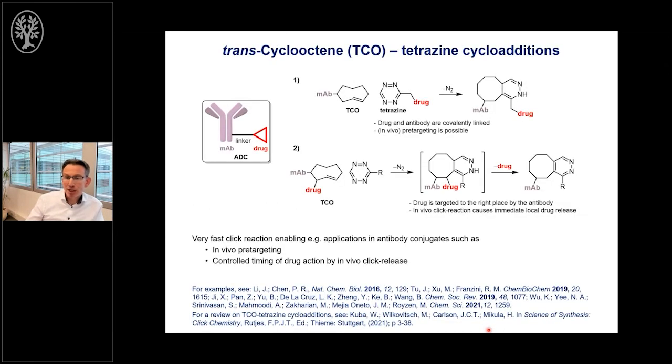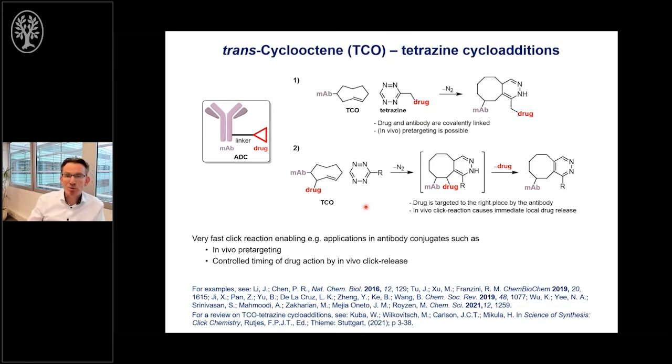Now, a next step in those bioconjugation reactions are, I think, the trans-cyclooctene tetrazine cycloadditions, TCO, that are also being used in linking drugs and antibodies, as you can schematically see over here. These reactions are, on average, a factor of 10,000 faster than the azide-alkyne cycloadditions. That makes even in vivo click chemistry possible, but also because the functionality is somewhat different, you could also have a click reaction accompanied with release of a drug.